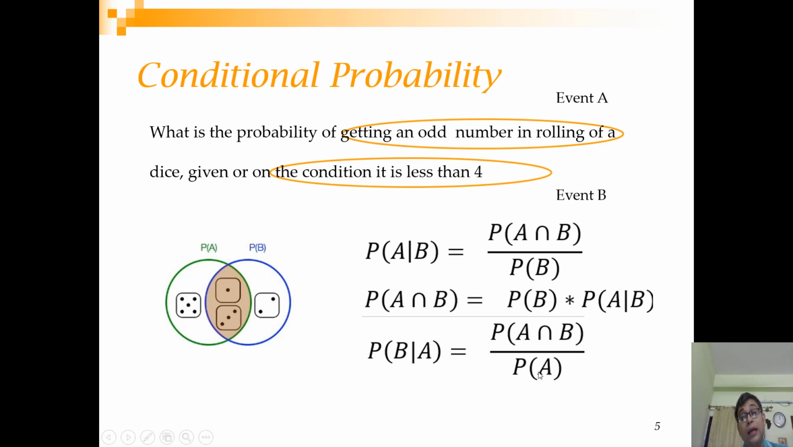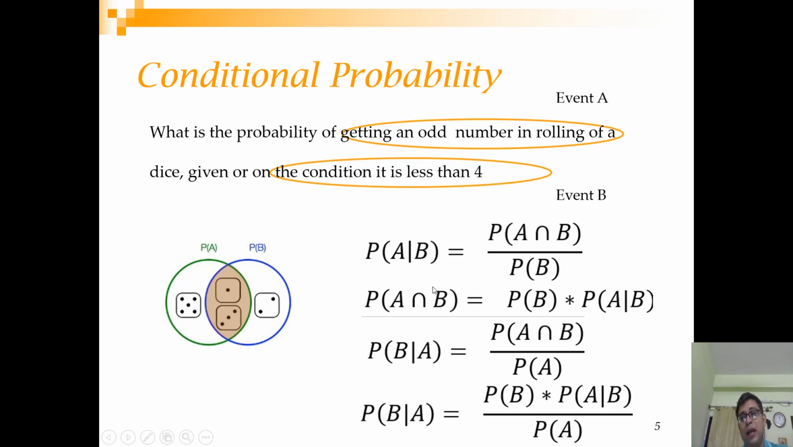Now, we already know probability of A intersection B. So we just replace this and we get probability of B given A is probability of B multiplied by probability of A given B, and then we divide by probability of A. Okay, so this is the idea that we are going to use. Now let's see how this relates to our classification problem.